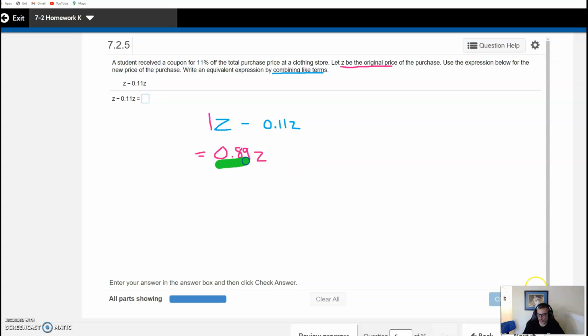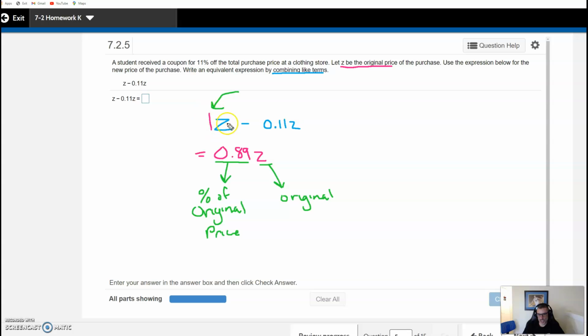This portion right here, ooh, that's not what I wanted. This number right here tells you the percent of the original price that you're actually paying. And this right here represents the original price. So this kind of question can be a little confusing because you don't see this 1 here, right? I drew it in myself.